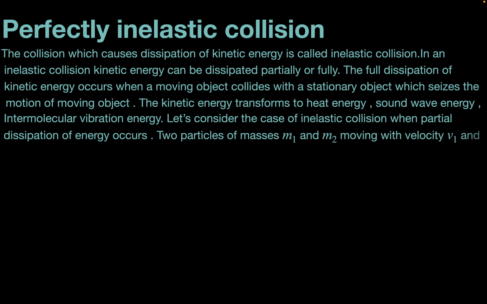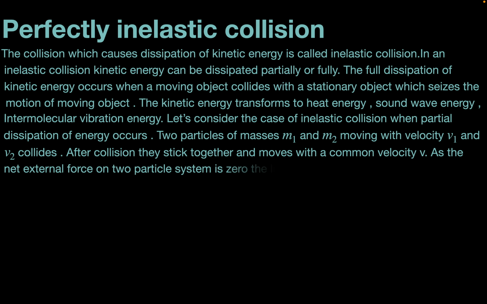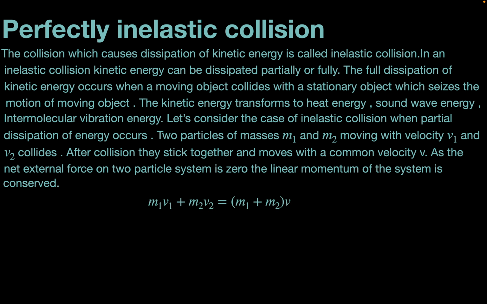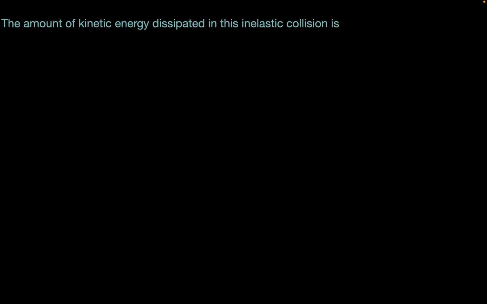The particles of mass m1 and m2 moving with velocity v1 and v2 collide. After collision, they stick together and move with a common velocity v. As the net external force on the two particle system is 0, the linear momentum of the system will be conserved. So we can use conservation of linear momentum and write m1 v1 plus m2 v2 equals (m1 plus m2) multiplied by v. The common velocity of two particles after collision is v equals (m1 v1 plus m2 v2) divided by (m1 plus m2).